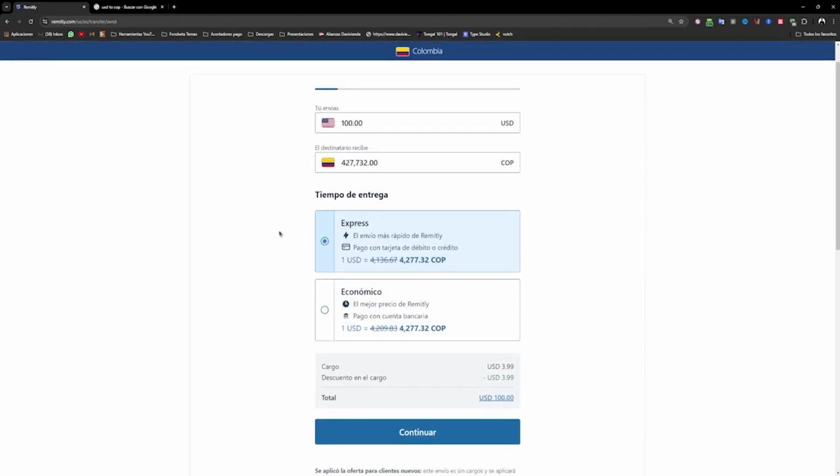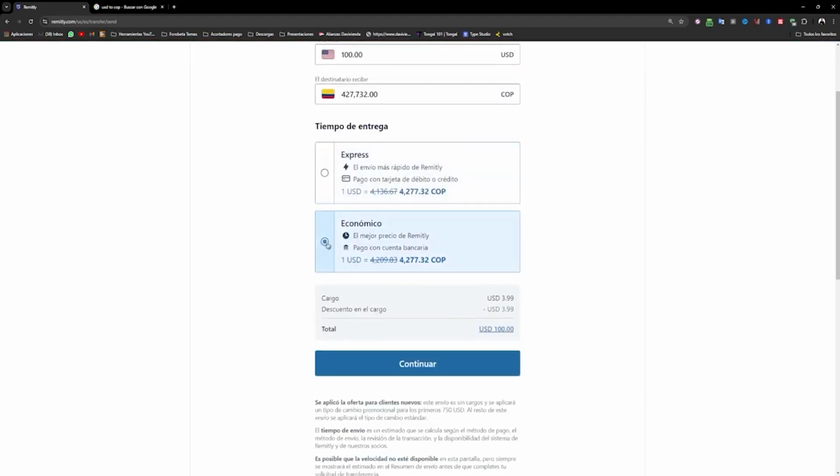be. So first of all, we have to choose what we are sending. So how many dollars are we going to send? For example, let's input $100, and here it informs us that the recipient will receive $427,732, and then we would have to determine what we are going to do for this payment.